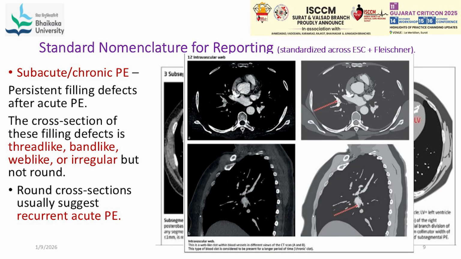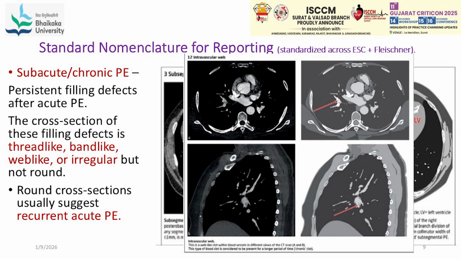Then subacute or chronic pulmonary embolism: persistent filling defects after acute pulmonary embolism, and these are the filling defects. The cross section of these filling defects is thread-like. Remember the terminology: thread-like, band-like, wave-like, or irregular, but not round. If these lesions are round, then we are mostly dealing with acute pulmonary embolism, and if they are thread-like, band-like, or wave-like, then we might be dealing with chronic pulmonary embolism. So a round cross section usually suggests recurrent acute PE, and thread-like, band-like, or irregular structures denote chronic PE. So this is the intravascular wave.